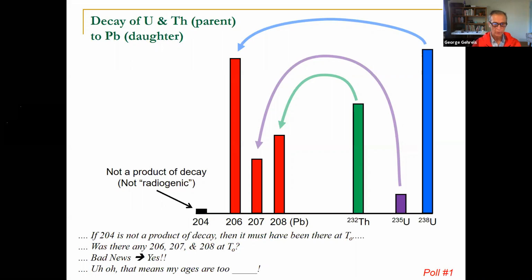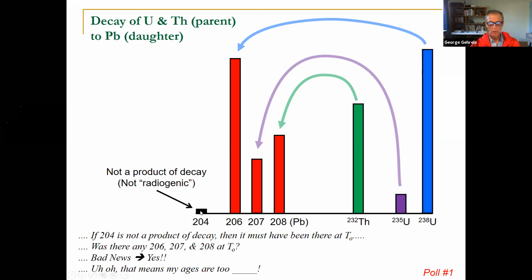So what does this mean for us? And I know you're thinking about this. Wait a minute. This 204, it's not a product of decay, right? There's nothing that's decaying to 204. So that means that that 204 must have been there when the crystal formed. This would be back at time 0.